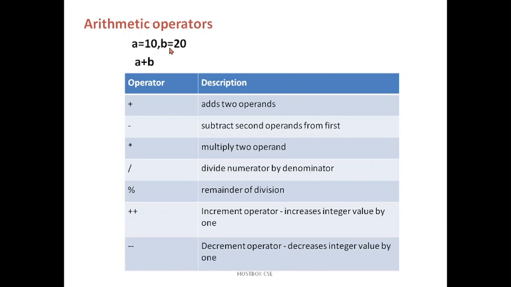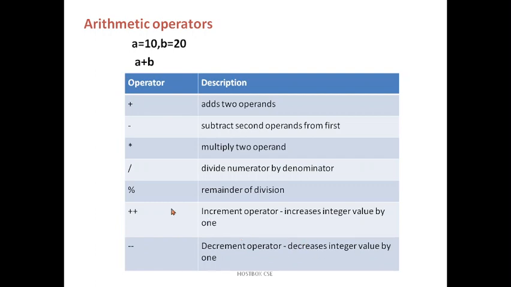If you want to perform an arithmetic operation, that is numerical calculations, you can write a plus b. Plus takes two operands, as I just told you. Minus is for subtraction, the asterisk symbol is for multiplication, and slash is for division, numerator by denominator. Similarly, percentage gives the remainder of division. And very important are the increment operator and decrement operator. Plus plus is the increment operator, which increases an integer value by 1, and minus minus is the decrement operator, which decreases an integer value by 1.